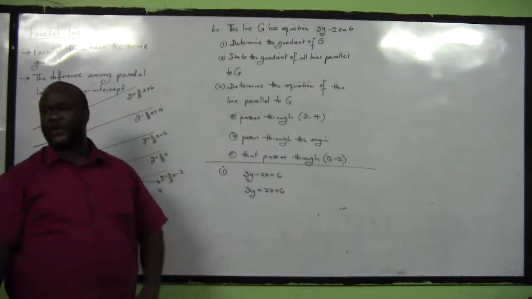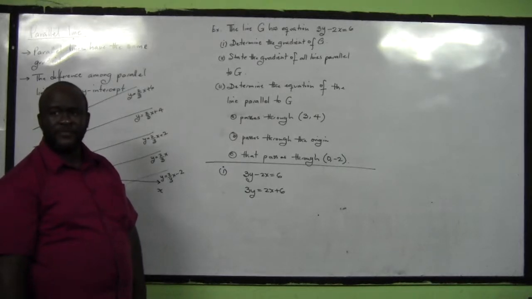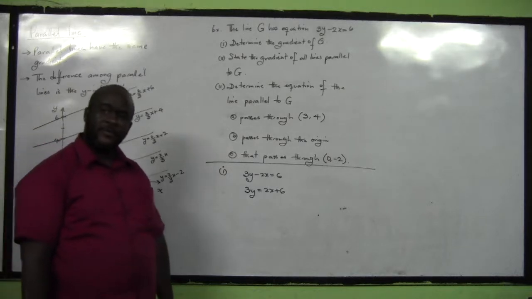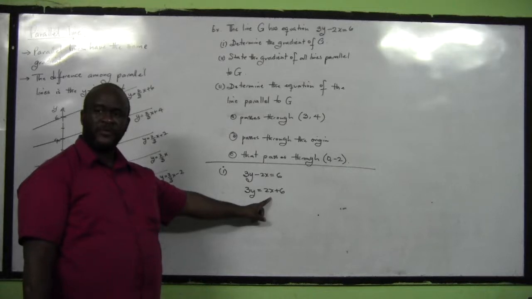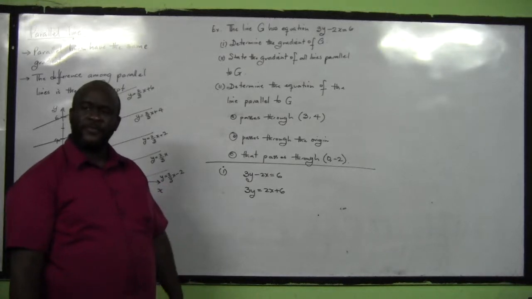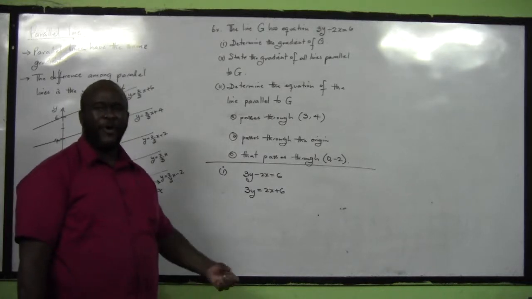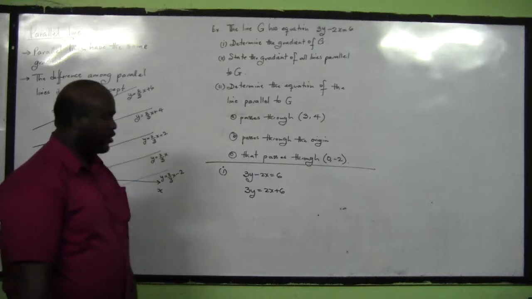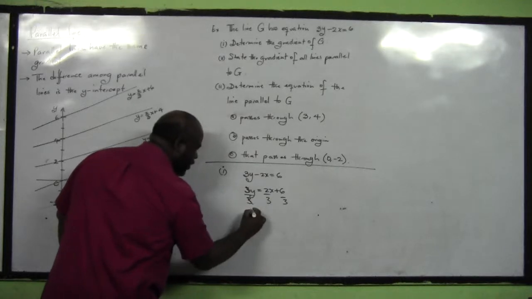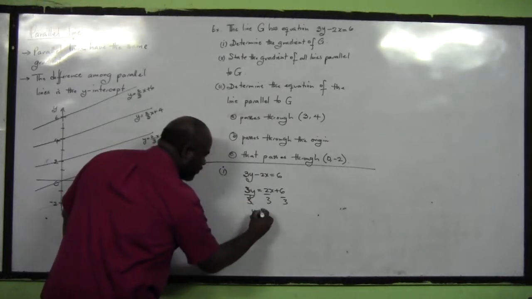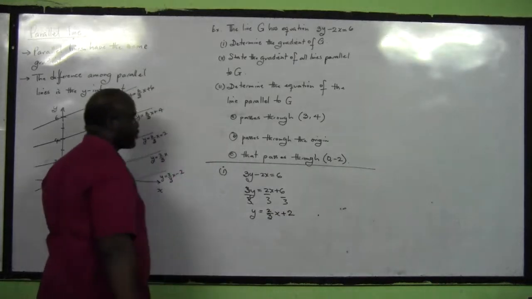Then I need to divide the entire equation by what? 3. Yes, Miss Ellis. I took the minus 2x over here, it becomes positive 2x. It's just that the proper order you want is mx plus c. So let's just divide both sides by 3. Y is equal to 2 over 3 x plus 2.